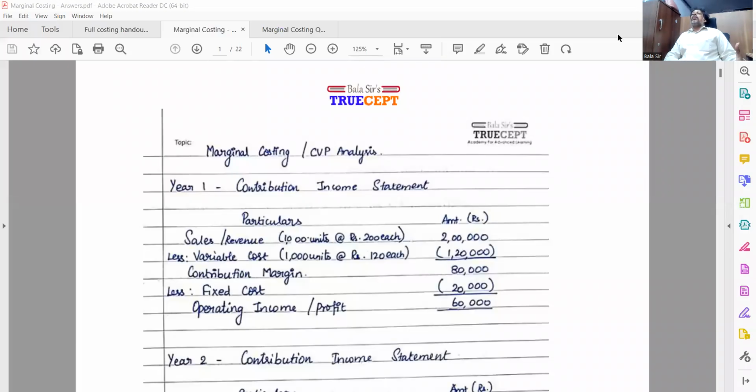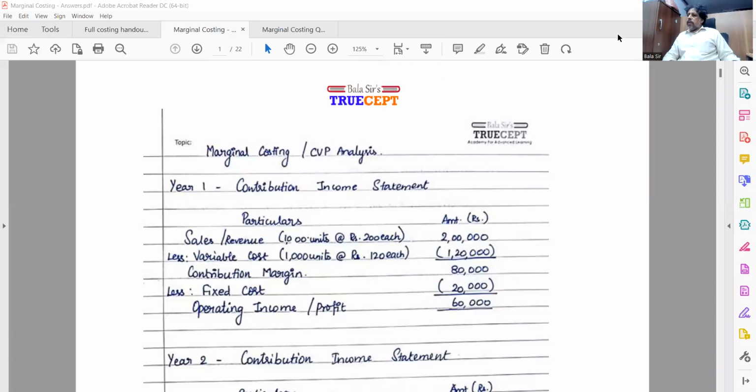Okay, so we're going to start the next chapter. The chapter head is marginal costing. Another popular name for this chapter is the CVP analysis, that is cost, volume, profit analysis. As the volume changes, as the sales quantity changes, what is the impact on the total cost of manufacturing and selling the product, and what is the impact on profit?